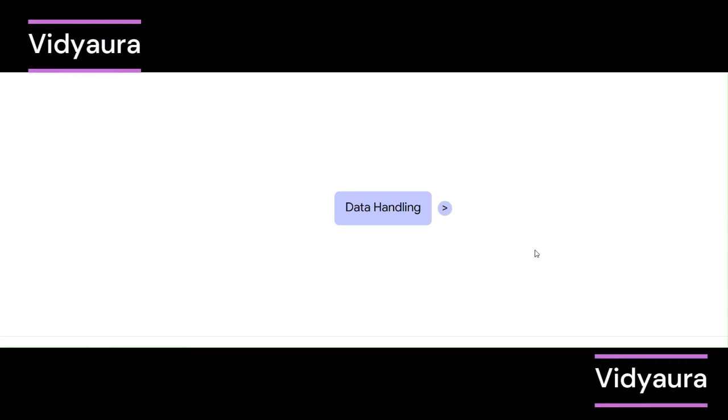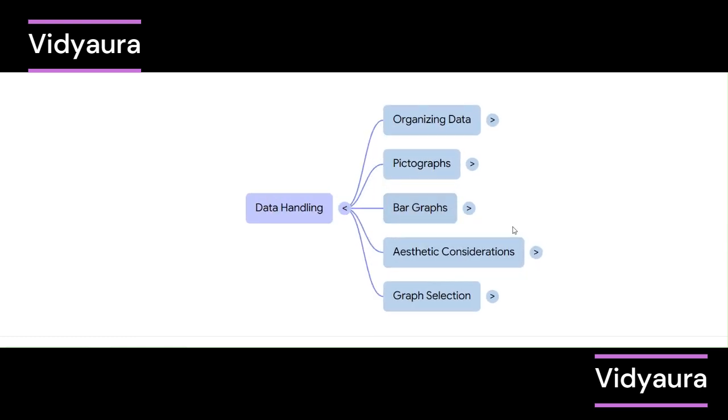Today, we're diving into a superpower that every scientist, business owner, and tech expert uses: data handling. Think about it. Every time you check your steps on a smartwatch or look at a game leaderboard, you're looking at data that has been organized. But how do we get from a messy pile of numbers to a clear picture? Let's break down our mind map and learn how to master the art of data.